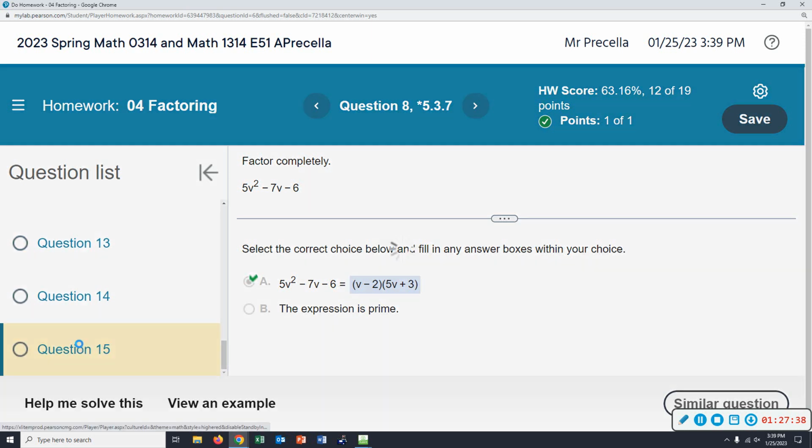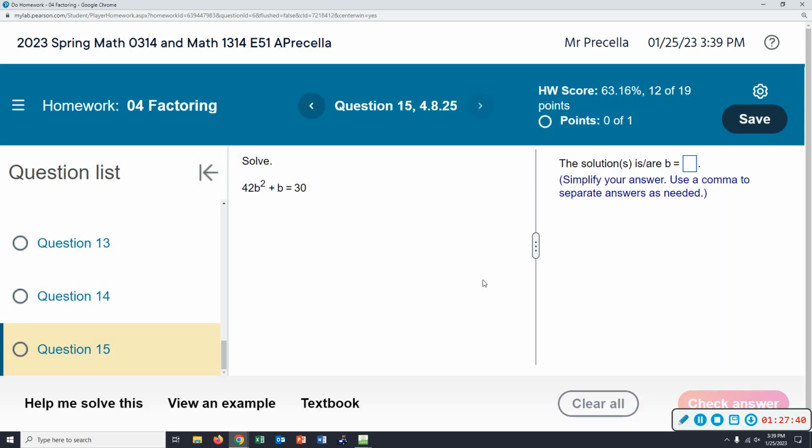Okay. Let's do this last one here. The hardest one, last one, so it's got to be the hardest, right? Let me see, number 15. Not on this one, but on the other. Oh, well, 14. Well, this one might be the hardest this time. On this one, probably, because those numbers are sort of big, 42 and 30. 42b squared plus b equals 30.